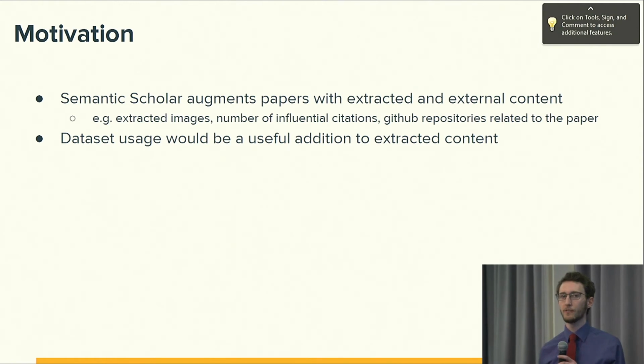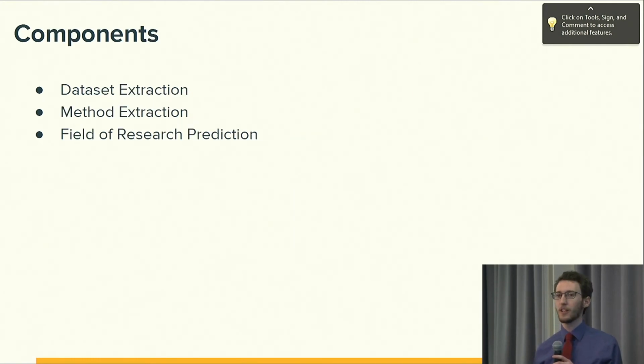We don't currently have a dataset entity in our search engine, and obviously this would be a powerful and exciting addition if you could search over datasets or look for the state of the art on a dataset or other research on a dataset, kind of like the Rich Context tool is intended to do. As you've heard a few times, three main components of this competition were dataset extraction, method extraction, and field of research prediction. So I won't belabor that.